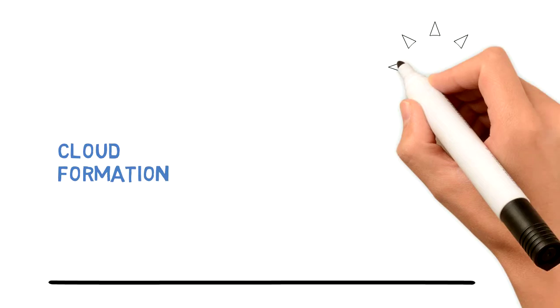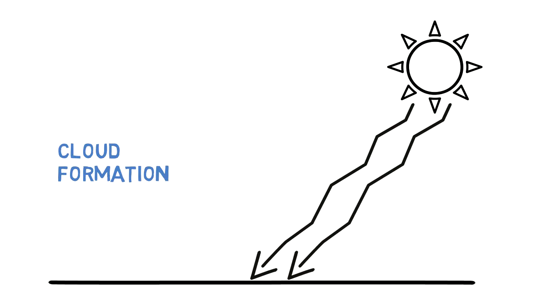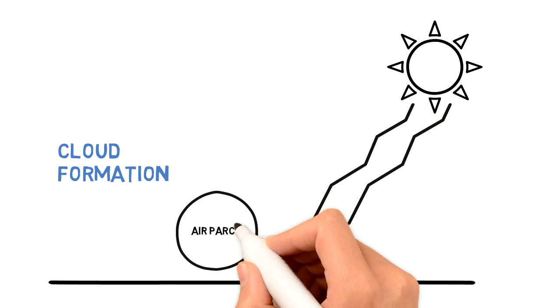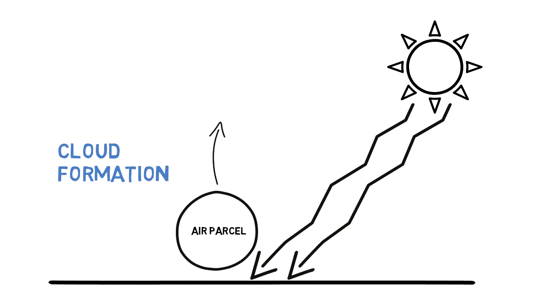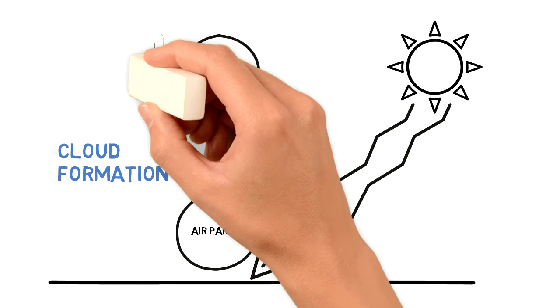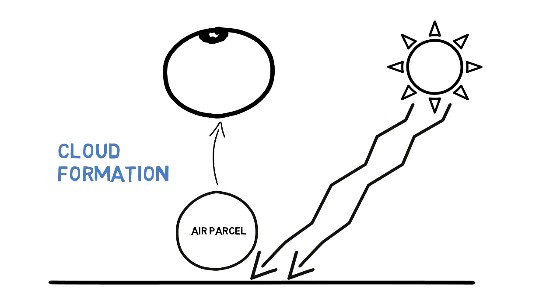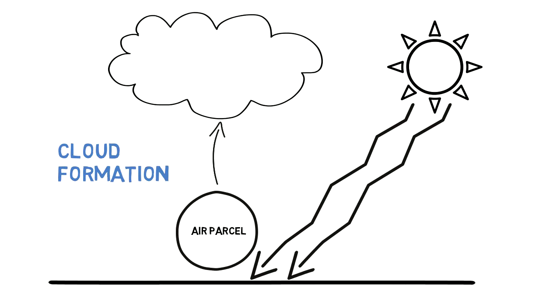To really understand these, we need to learn the basics about cloud formation. Clouds generally form when the sun's incoming radiation heats the ground, which then heats relatively uniform blobs of air called air parcels. This causes the air parcel to rise. The air temperature generally cools as you go higher in altitude. As the air parcel rises and cools, the relative humidity increases, and when it reaches 100%, clouds can form.